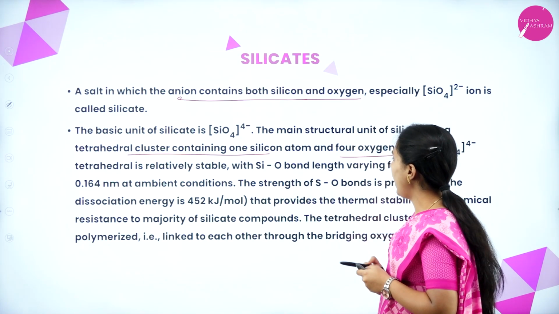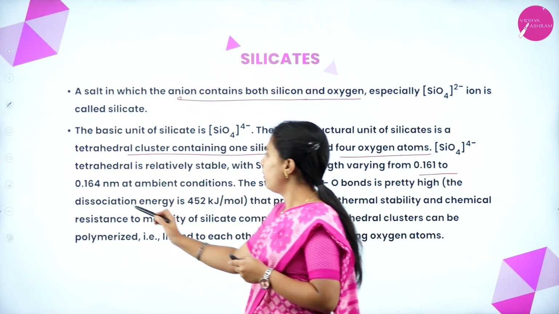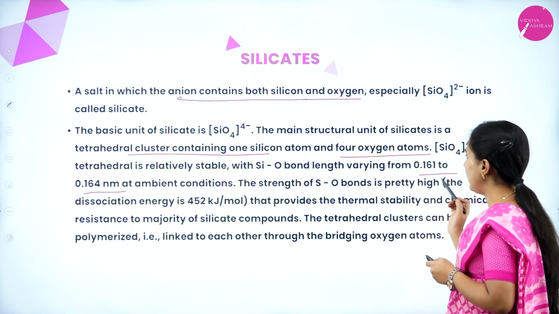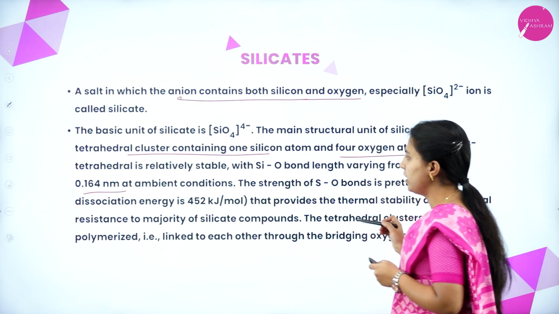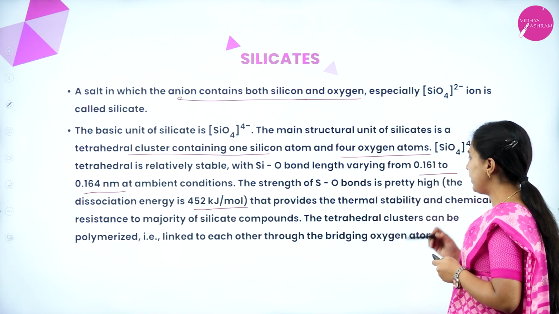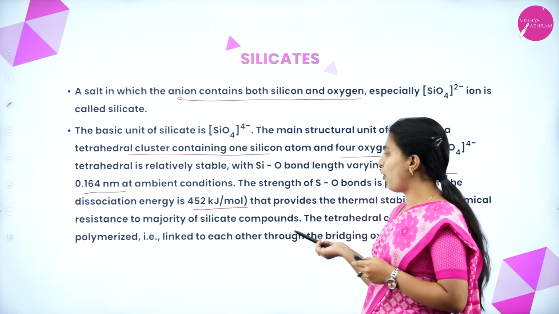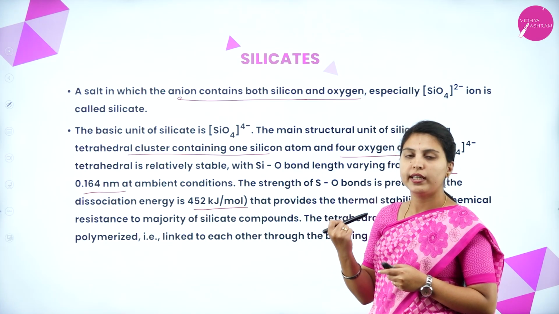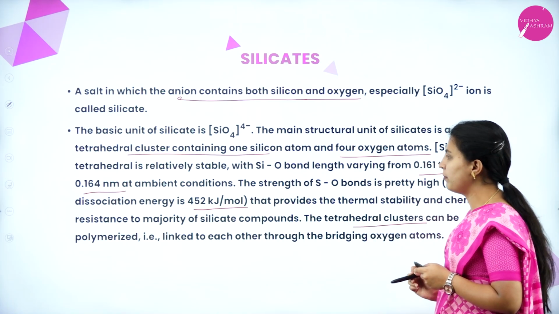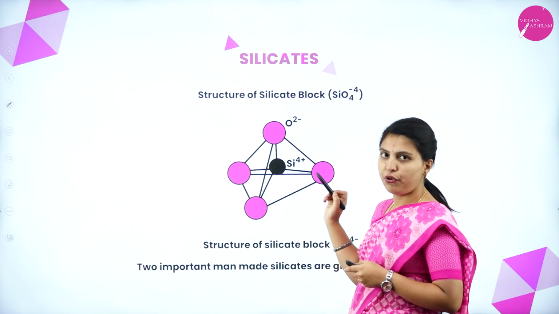Okay. The silicon and oxygen bond length varies from 0.161 to 0.164 nanometer at ambient conditions. The strength of silicon and oxygen bonds is pretty high and dissociation energy is 452 kilojoule per mole. Majority of silicate compounds have thermal stability and chemical resistance. They also have high resistance to chemicals and high resistivity with physical properties. Tetrahedral clusters can be polymerized. This is the structure of silicate, which is tetrahedrally formed.